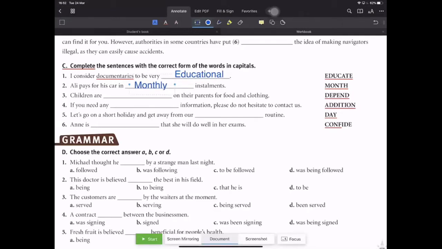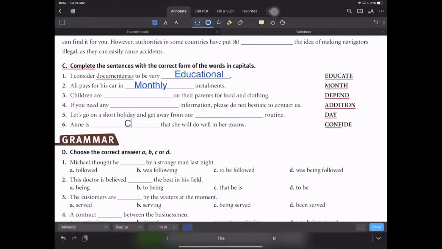Anne is blank that she will do well in her exams. Okay? She is what? الكلمة اللي عندنا confide. What do we do in order to make it an adjective? She is what? That she will do well in her exams. هي داخل الاختبار وعندها ثقة في النفس. We describe her as, she is confident.